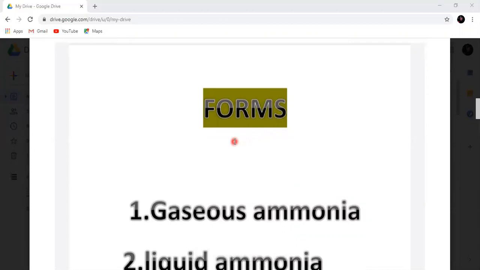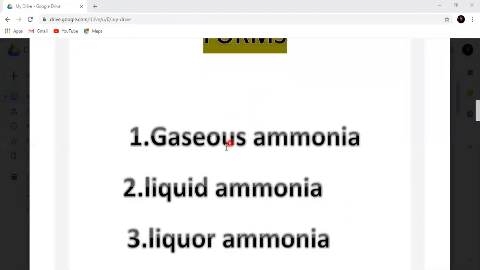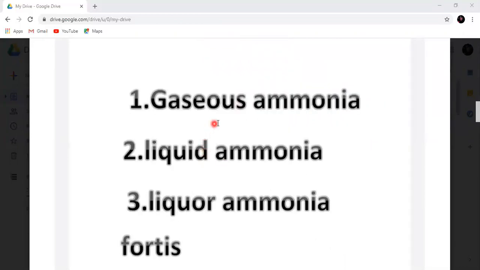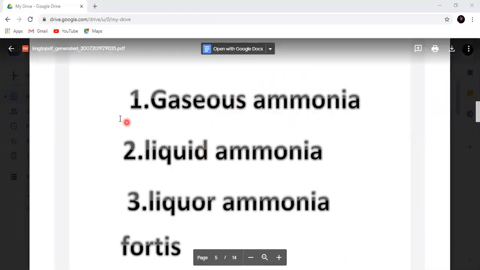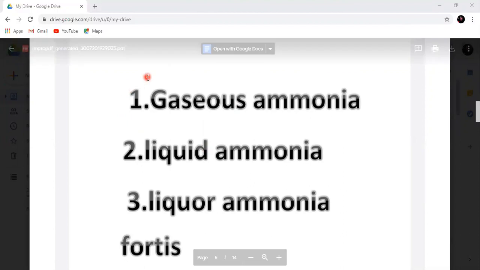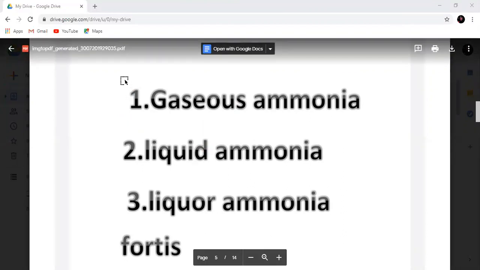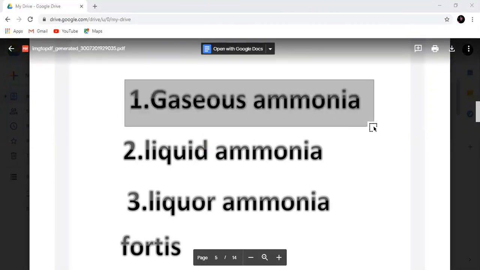Next, your point is coming about the forms. Forms means types. In how many types is ammonia present? Ammonia is present, number one, in the gaseous form. That is gaseous ammonia. Gaseous ammonia means dry ammonia.